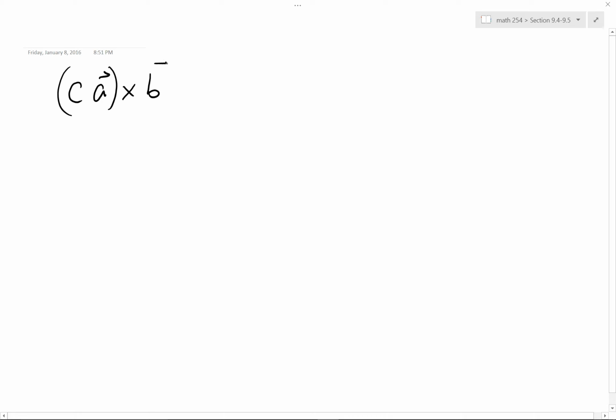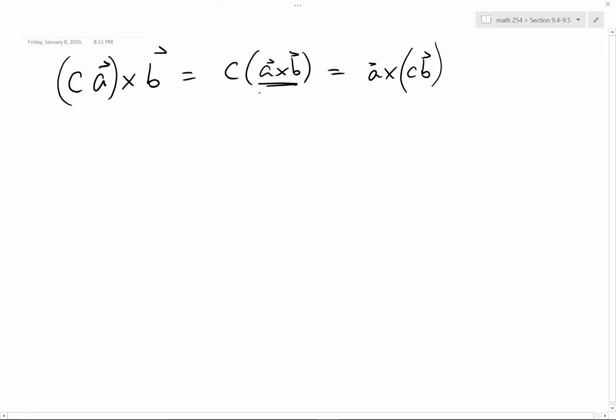Now, a couple of things here. There's a couple of properties that I haven't already showed you. So C, A cross B is equal to C, A cross B, which is also equal to A cross C and B. In other words, it doesn't matter at all when you multiply through by the constant. You can take the cross product first and then multiply through by the scalar. You can hit the one by the scalar first and then do it, or you can hit the other one with the scalar first and then do it. Whatever makes you happy. Okay?